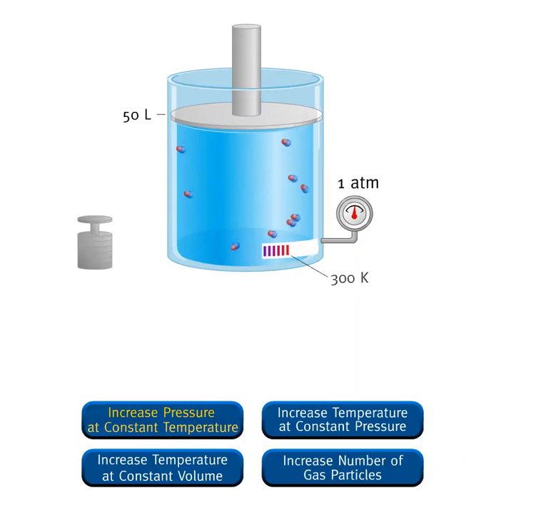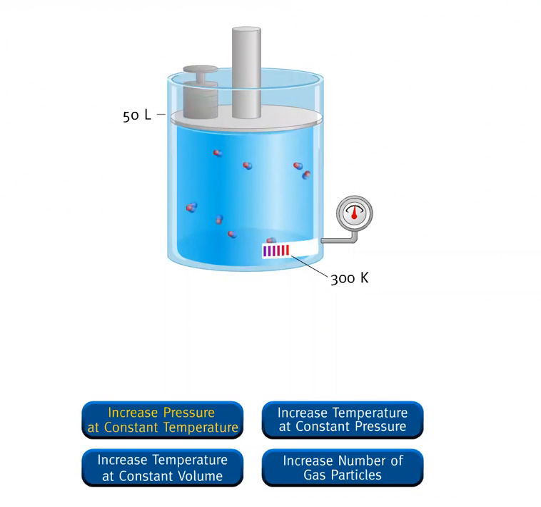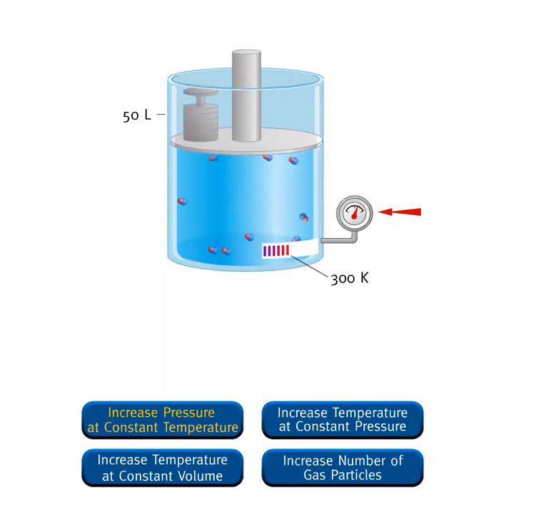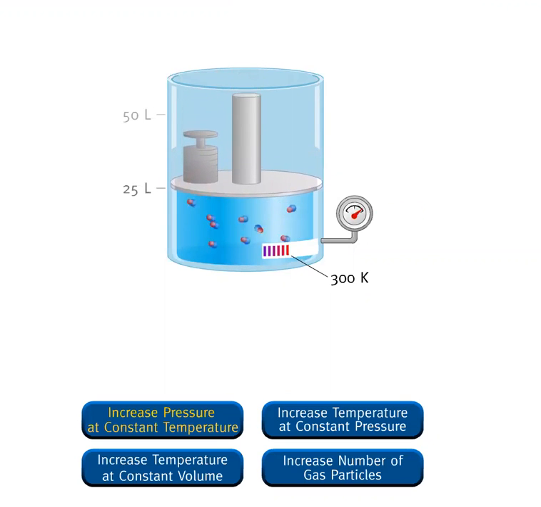You can increase the pressure by adding a weight on top of the piston. Let's add a weight that will increase the pressure on the top of the piston to 2 atmospheres. As the pressure on the gas increases, the volume that the gas occupies decreases. The volume will continue to decrease until the pressure of the gas equals the external pressure on the piston, which is 2 atmospheres. The volume occupied by the gas will be half its original volume.